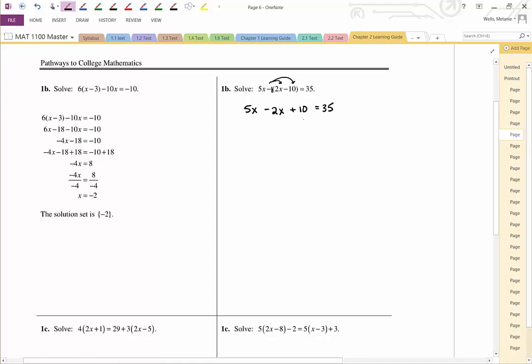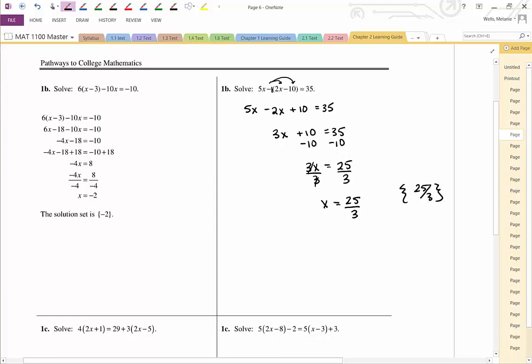Continue simplifying the left-hand side. 5x minus 2x was 3x plus 10 equals 35. Now I want to get x by itself and the constants on the other side. So I'm going to subtract 10 from both sides. I'll have 3x equals a positive 25. To get x by itself, divide both sides by 3. And now x equals 25/3, and that's okay to leave your answer as an improper fraction as long as that improper fraction is simplified, so I don't have any common factors in the numerator and denominator.